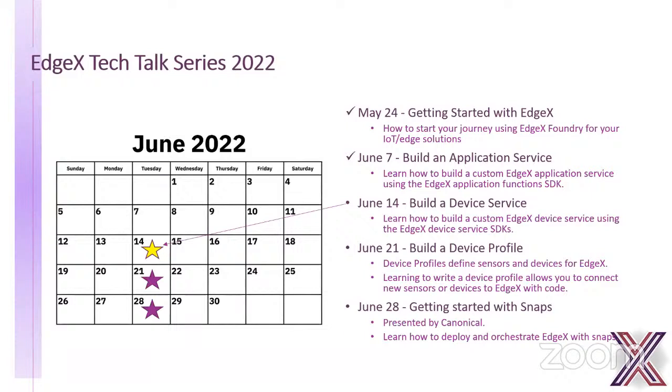But if you're using an existing device service as opposed to building a new one, you might want to tune into that one. That's going to help you essentially configure an existing device service with a device profile. And then later on this month, we're going to have Canonical present how to get started with Ubuntu Canonical Snaps and EdgeX.